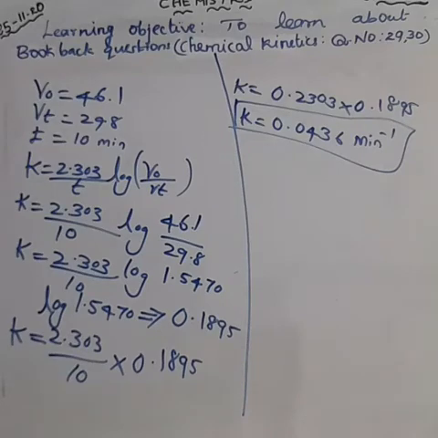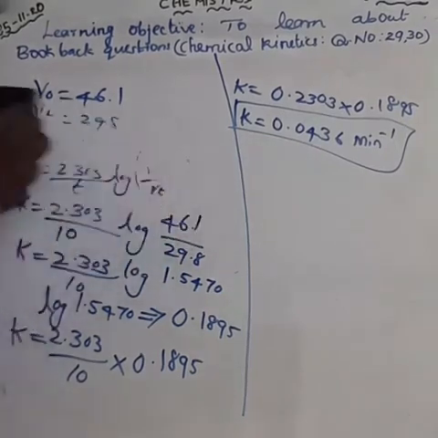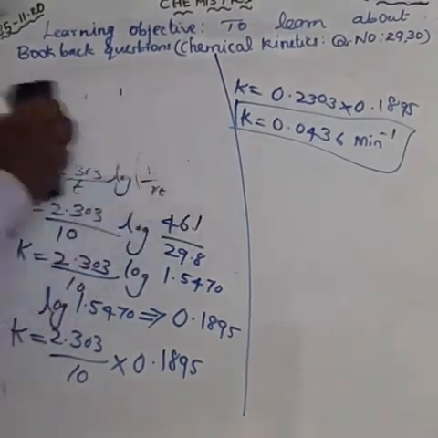The last problem had time of 10 minutes, and here we have to find for time t equal to 20 minutes. Okay, 10 minutes. We have to find the time for 20 minutes. The same value.